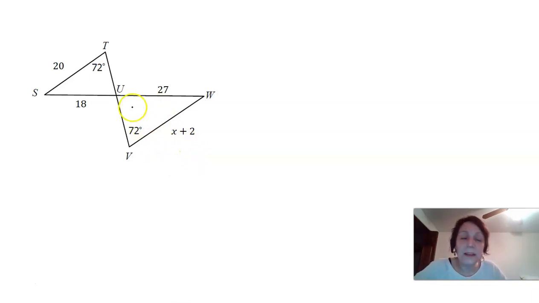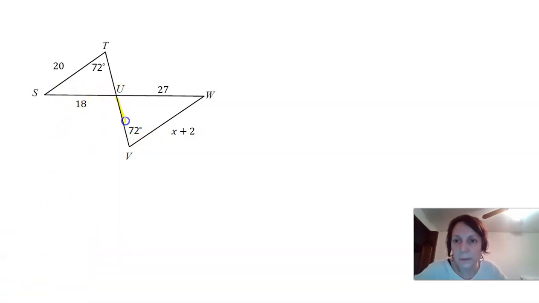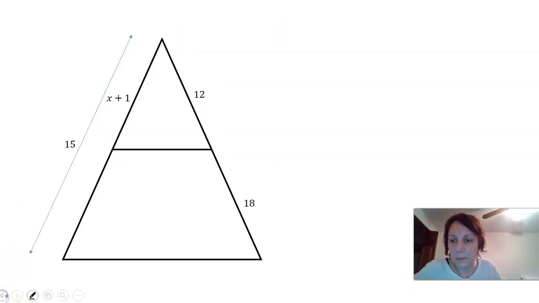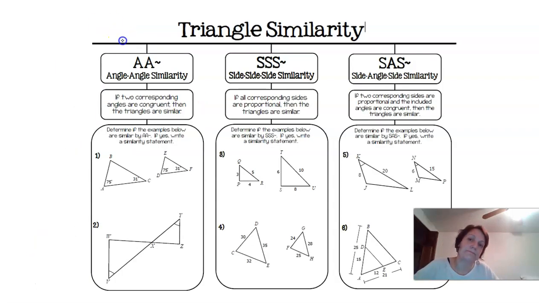So they didn't give us a similarity statement here, but what I want you to see is that literally if you took this triangle, this yellow one, and literally just flipped it, I flipped it up. You would have like two back-to-back similar triangles.